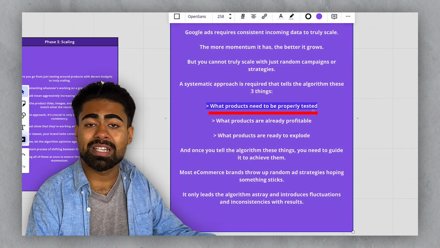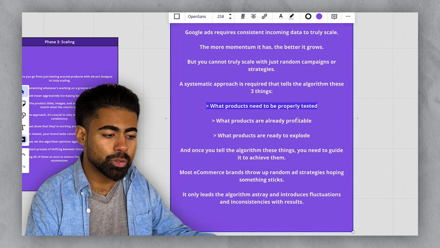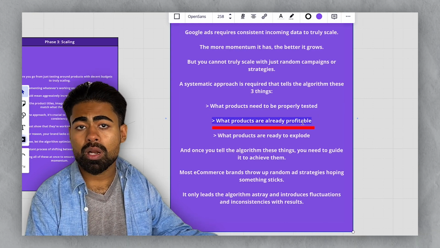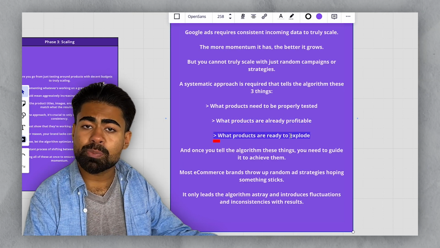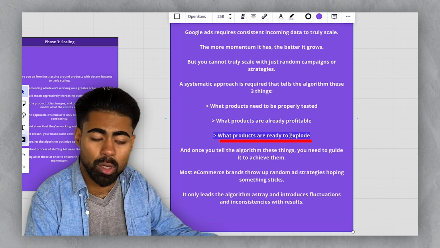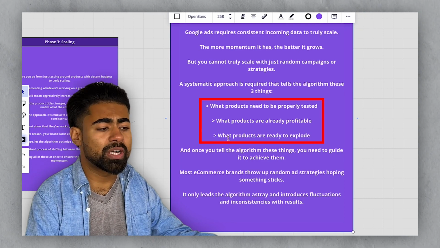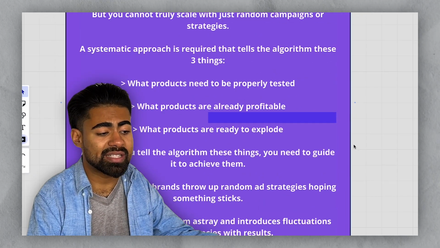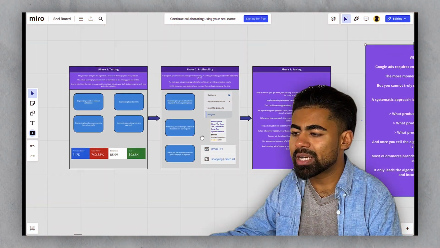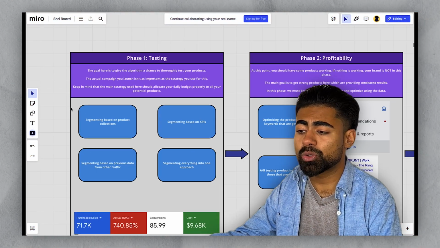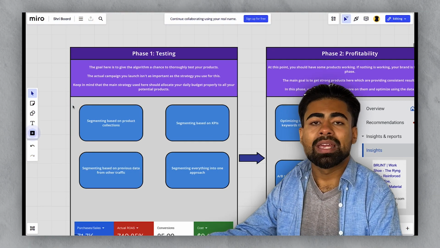It's an approach which tells the algorithm what products need to be properly tested. Number two, it tells the algorithm what products are already profitable. And then finally, it tells the algorithm which products are ready to now explode. I'm going to go over all of these shortly as we go over the three different phases involved here. Once you tell the algorithm all of these things, it's almost hard not to scale your brand. That brings us to the three-step process this ecosystem is built on top of.